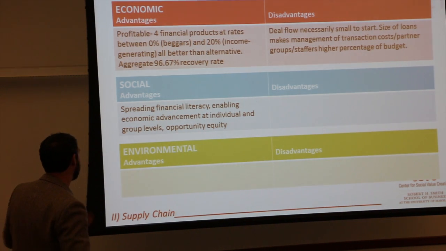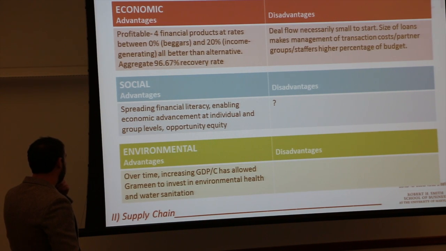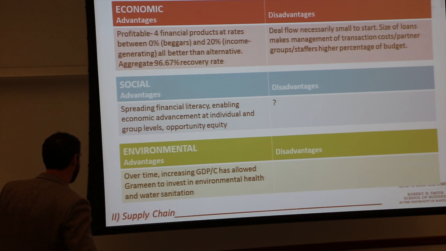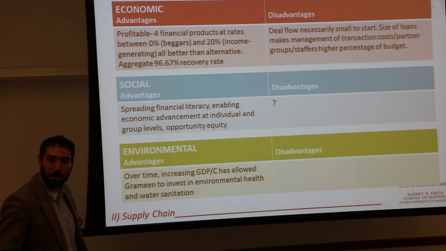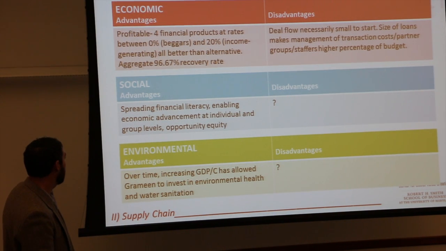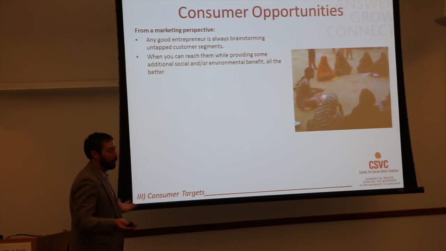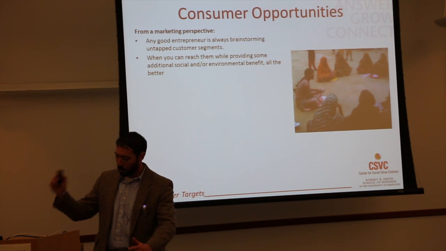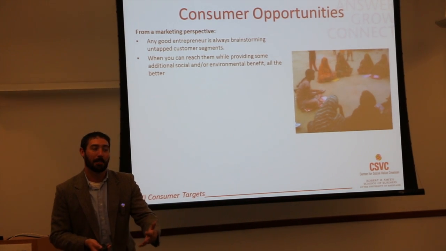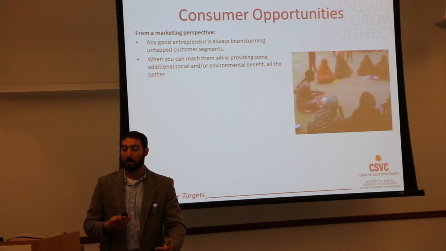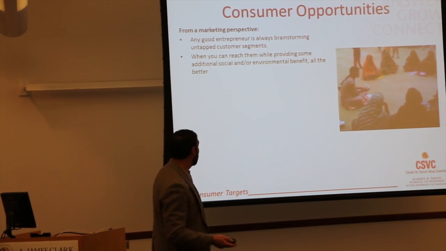Social, we mentioned this earlier, is about opportunity equity and economic advancement. And then environmental: there's no way you would have known this, but Grameen, over time, has been able to invest some of its excess profits in environmental health and water sanitation in some of these areas. So they're giving back to the communities in more ways than one. Like I alluded to earlier, any good entrepreneur is always thinking about customers. Who is out there that wants something they're not getting right now, and how can I deliver it to them? When you think of it from a social equity perspective or an environmental positivity perspective, I think the opportunities are that much better.